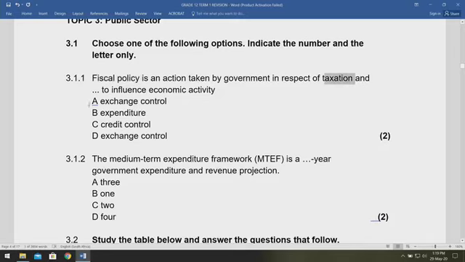So if I look at the options given, the term government spending is not here, but at point B, they talk about expenditure, which is what government spending is. It's expenditure. So therefore, your answer to 3.1.1 would be B. So your statement would read, fiscal policy is an action taken by government in respect of taxation and expenditure to influence economic activity.